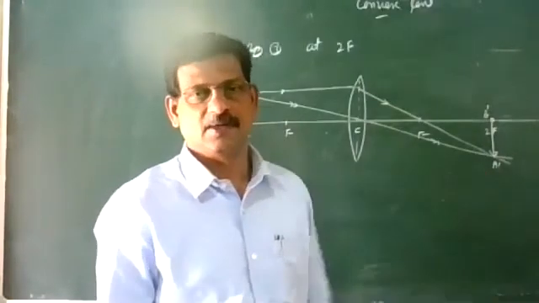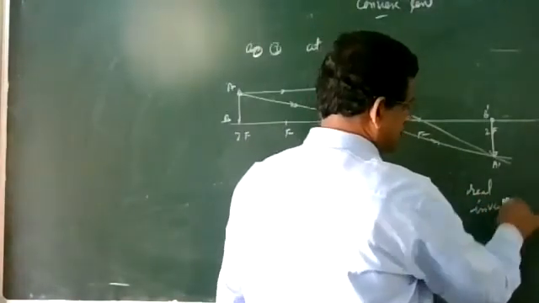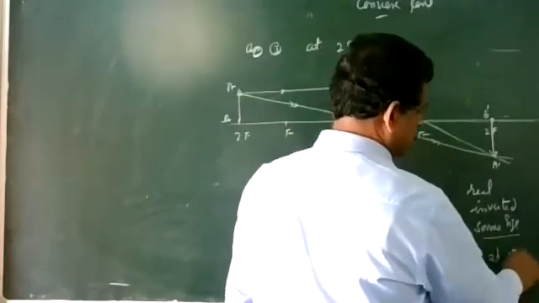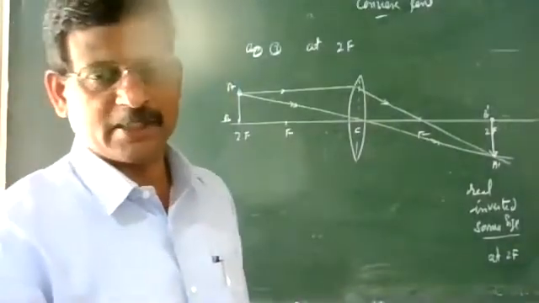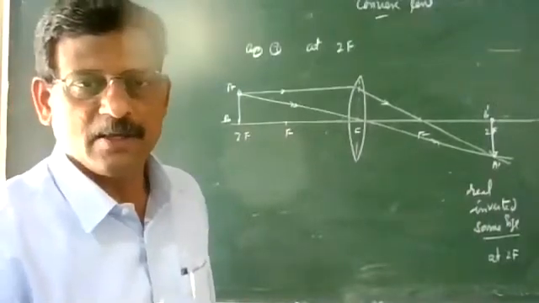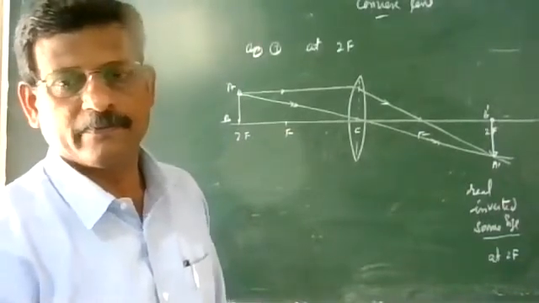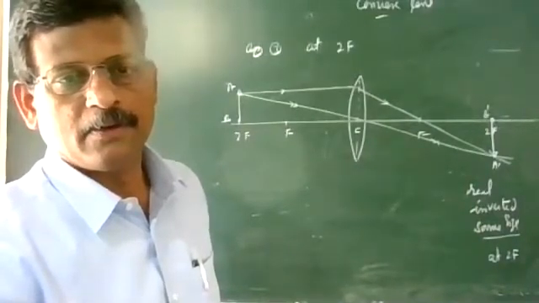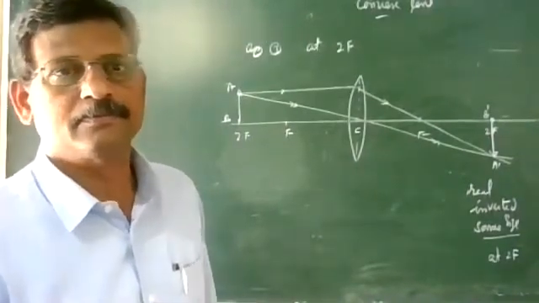So the real, inverted, same size image, very important, same size image, is formed at 2F on the other side. 2F2, we can also say 2F. So when the object is at 2F1, the image will be at 2F2. So automatically on the other side, we can complete at least this diagram in the copy. Did you complete the diagram? Yes, sir.